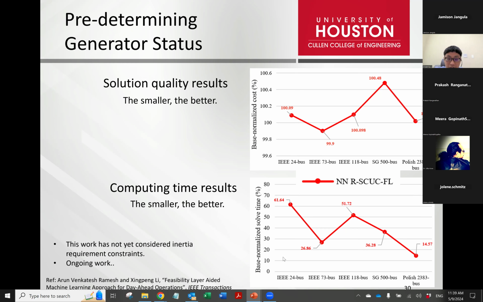But if you look at the second diagram, it shows the normalized computing time. So you can see for the largest system we tested, we were able to reduce the computing time down to 14.6%. So this work, we haven't tried it on the inertia constraint unit commitment. So this is for a regular unit commitment problem.